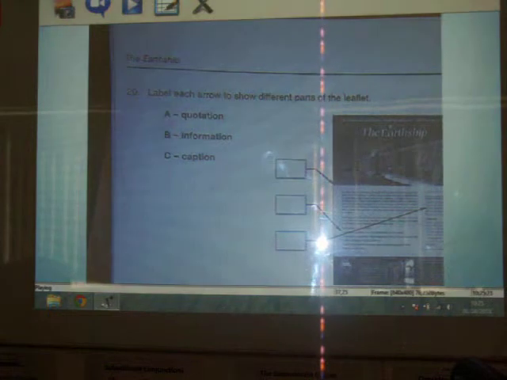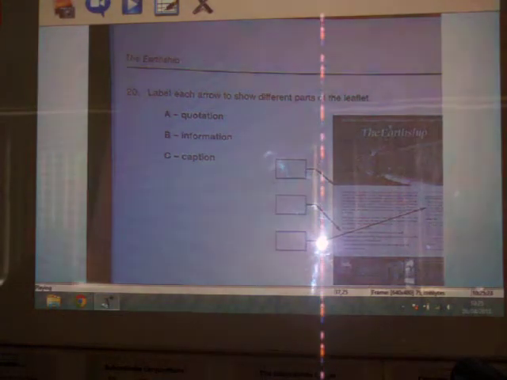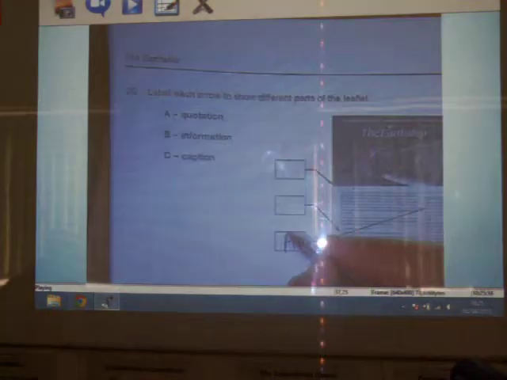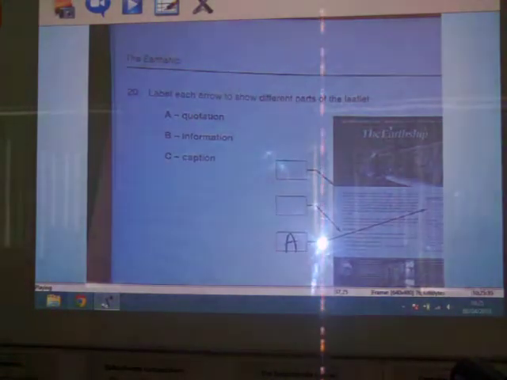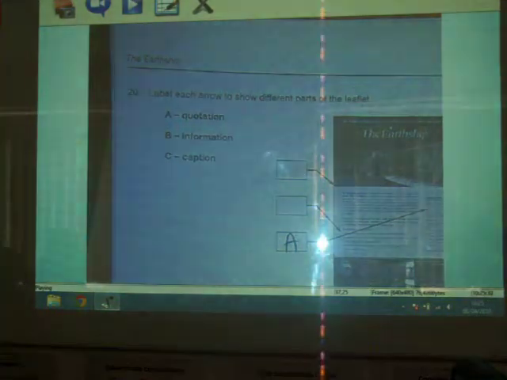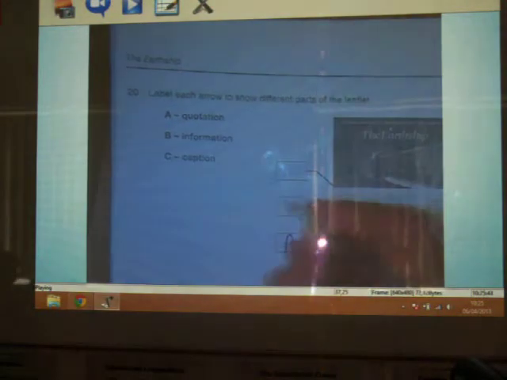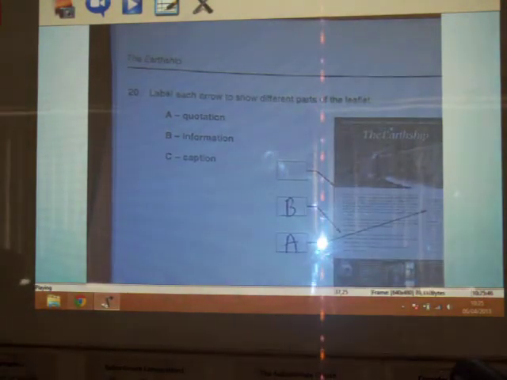Lovely. This part is called a quotation. Okay, are we going for a quotation for this one? Yes. Okay, let's label that up. So the bottom one will be A. Okay, Khadija. B. Where is the information? Which one is the information? This part here or this part here? The bottom. The writing, yes. So that is the information. And the last one is caption, right?